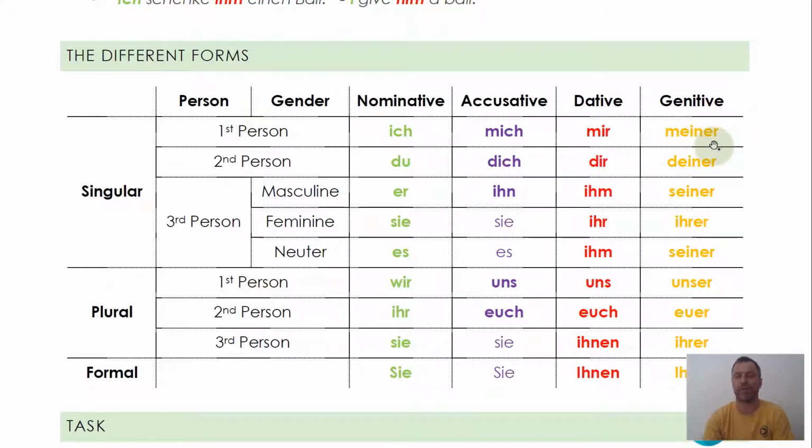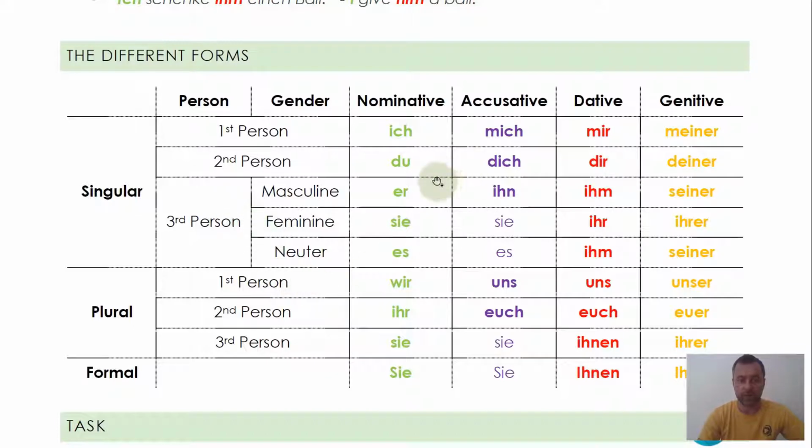I will link my possessive pronouns video here in the info cards for you too, but so far you can skip that and can focus on accusative and dative case, because there you have to change the first and second person always, so ich becomes mich, and in dative it's mir. Du, so you, becomes dich, and in dative dir.